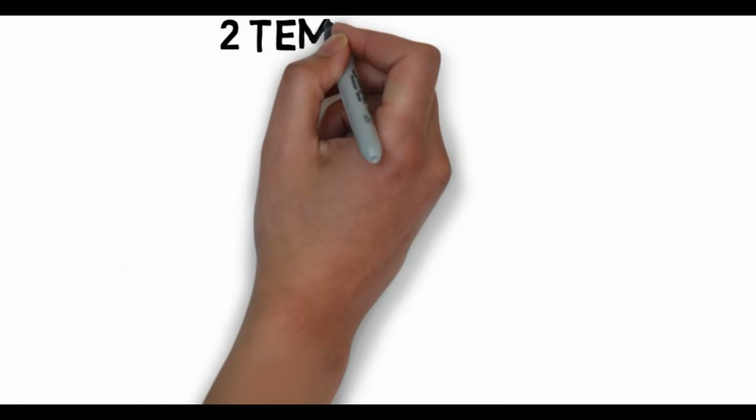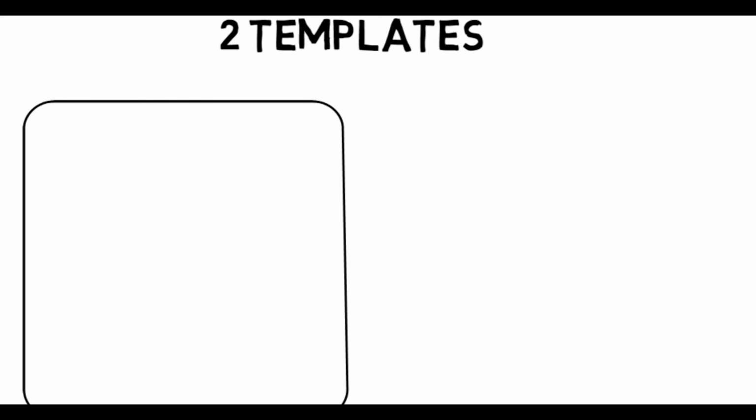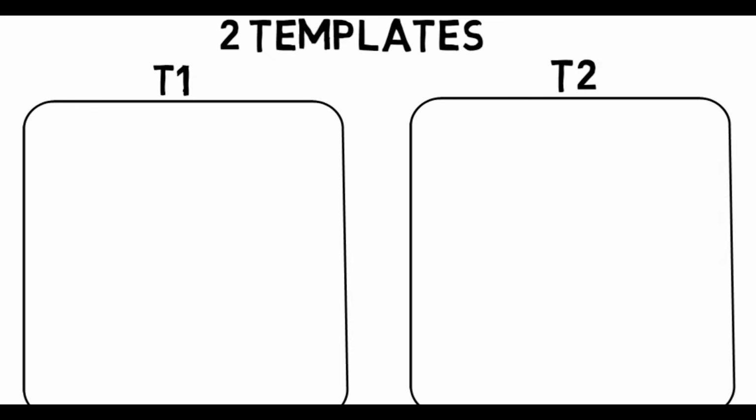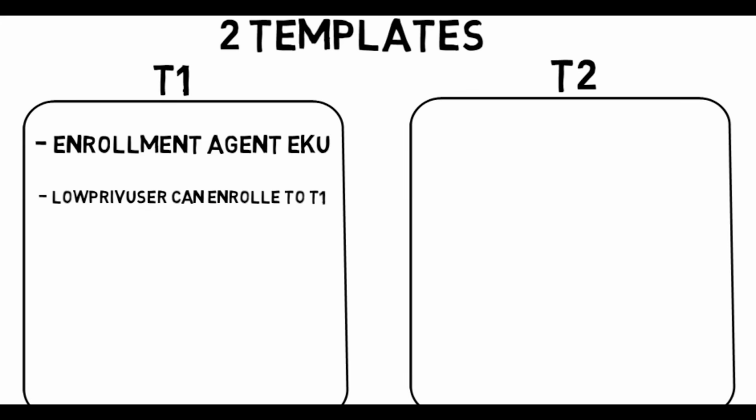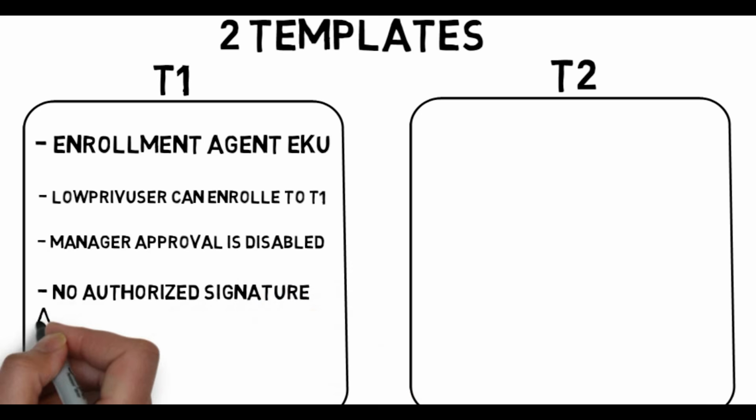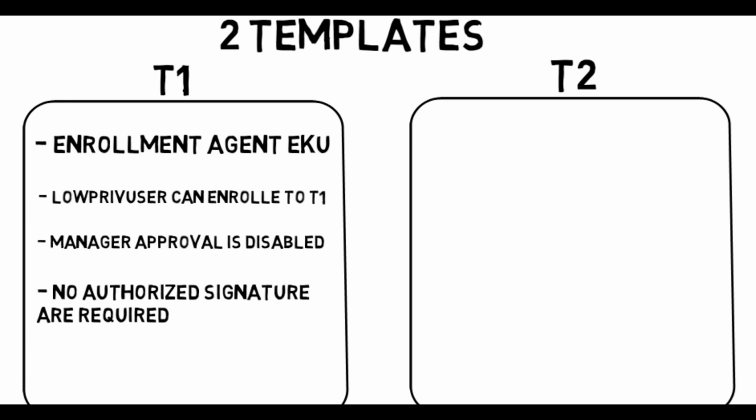To abuse this for privilege escalation, a CA requires at least two templates matching the conditions below. So template 1 must have the enrollment agent EKU that we mentioned before, and the user that we control can enroll to that template. Also, the manager approval is disabled. If manager approval is enabled, a certificate is placed in a pending state until a user with the CA manager role allows its issuance. Also, no authorized signatures are required, which means this attribute must be set to 0, so no need for any enrollment agent to sign our CSR. If it's greater than 0, auto-enrollment is no longer possible.